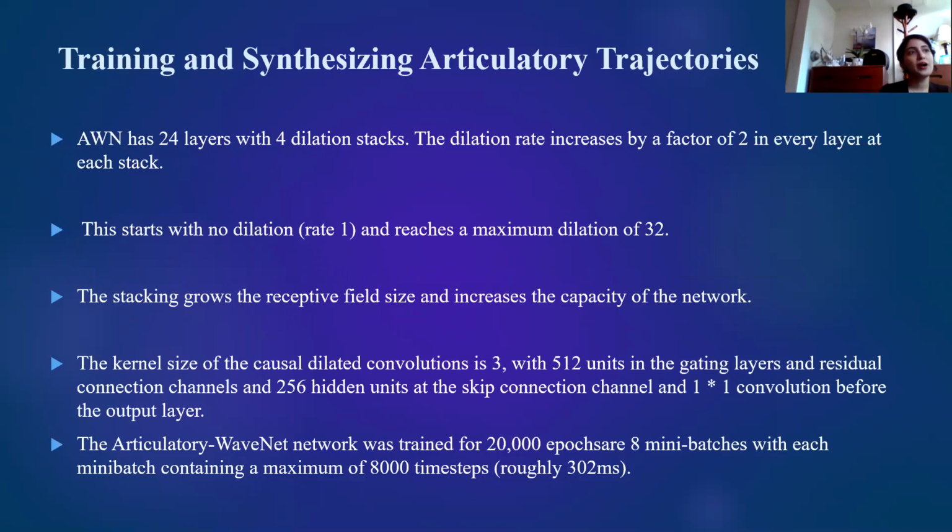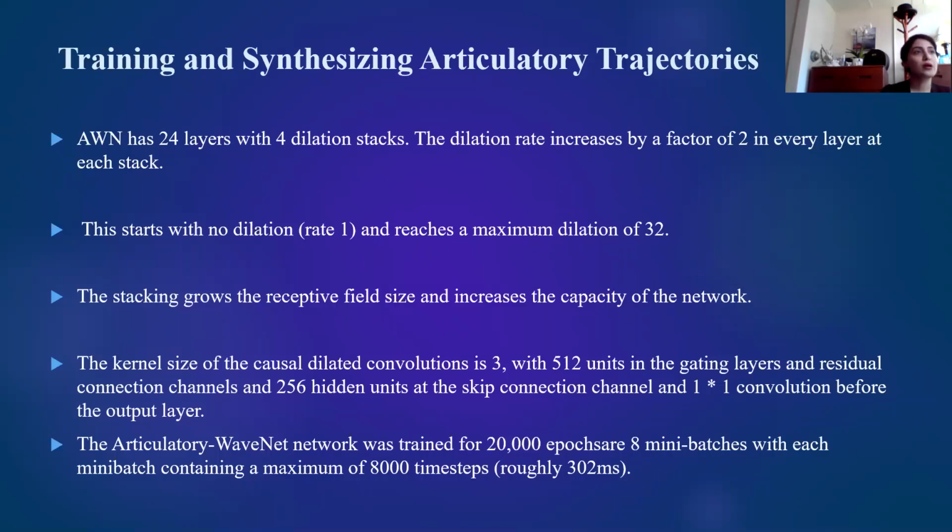For modeling the AAI, AWN deploys 24 layers with 4 dilation stacks. At each layer in each stack, the dilation increases geometrically by a factor of 2, which results in dilations of 1, 2, 4, 8, 16, and 32 for each stack. Causal dilated convolutions in AWN have a kernel size of 3, with 512 units in the gating layer and the residual connection channels, and 256 hidden units in the skip connection channel. And at the end, a 1 by 1 convolution before the output layer.